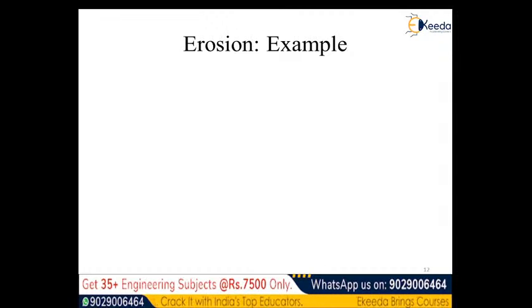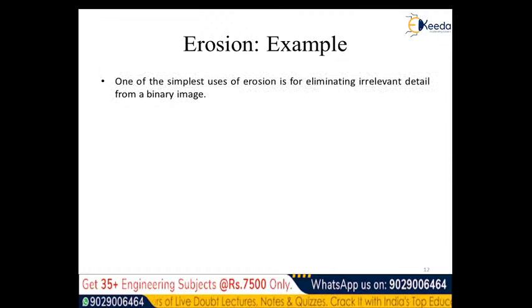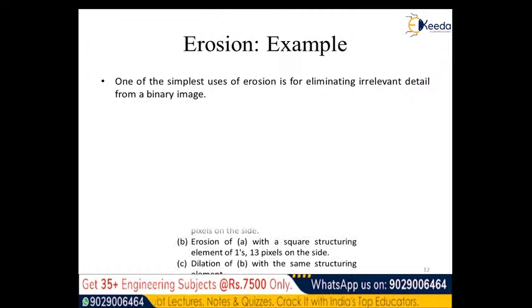Next to that, I will discuss one example related to the erosion, and that will show you the practical effects of the erosion operation on binary images here. So here it is, one of the simplest uses of the erosion, just eliminating the irrelevant detail from a binary image. In the beginning, while introducing morphology and its application to binary images, the noise removal case I had taken was of a similar kind here.